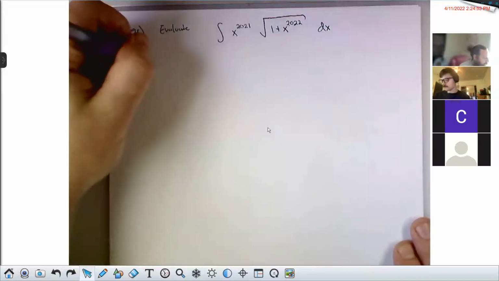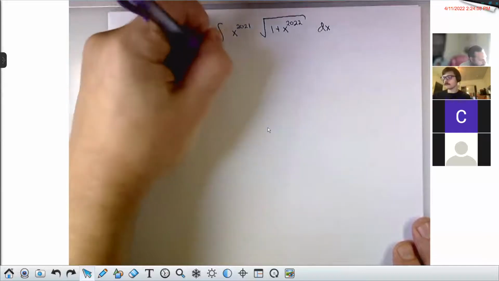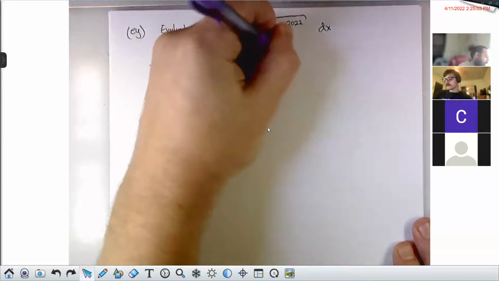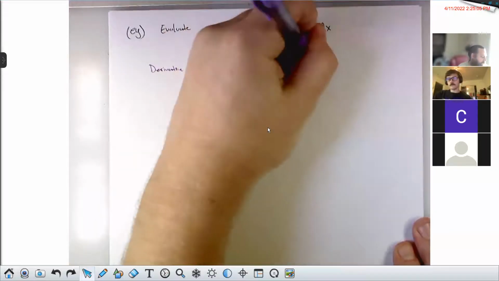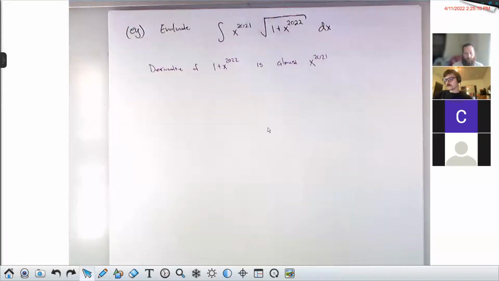And what I see is that the derivative of 1 plus x to the 2022 is almost the same as x to the 2021. We'll get specific about what that is, but that's what you're looking for. So here's my outer function, it's the square root. Here's my inner function, 1 plus x to the 2022. And here's the derivative of that inner function, or almost the derivative of that inner function, up to a constant multiple.